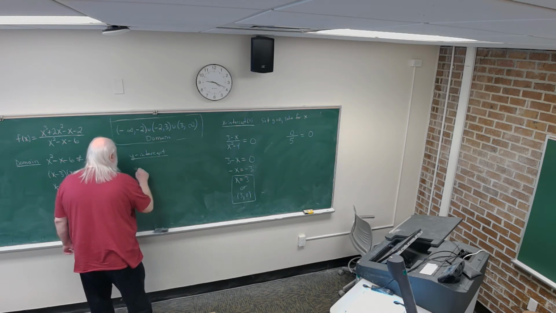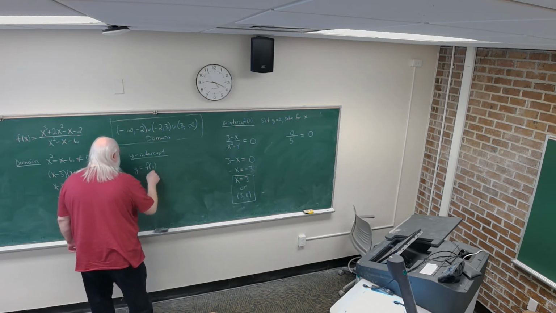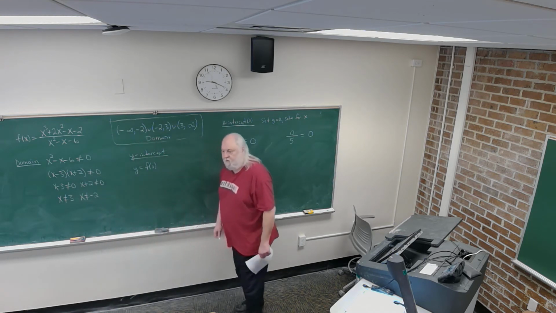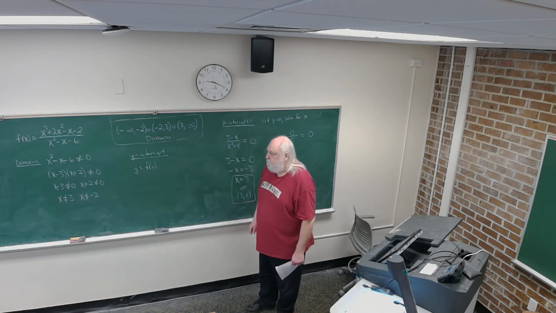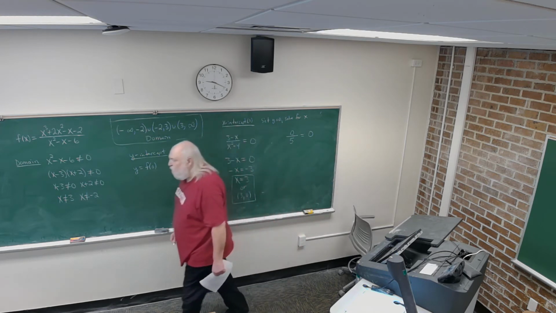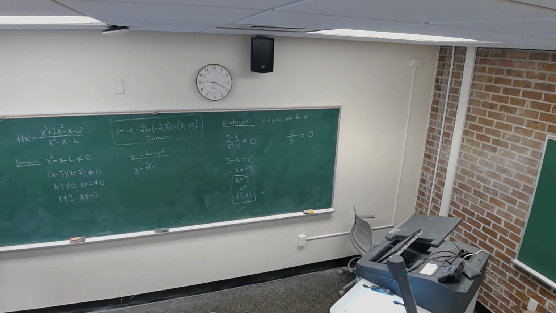Again, y-intercept is equal to f of 0, okay? And you'll notice that with polynomials in the numerator and denominator, when you put in 0 for x in the numerator, each of these first 3 terms are going to equal 0, and you're just going to be left with the constant term minus 2. In the denominator, each of these first 2 terms will equal 0, and you're just left with the constant term minus 6. And so the y-intercept just ends up being minus 2 divided by minus 6.